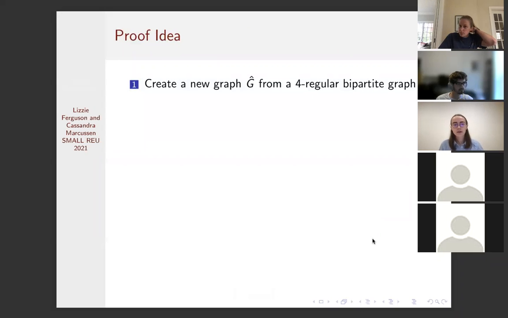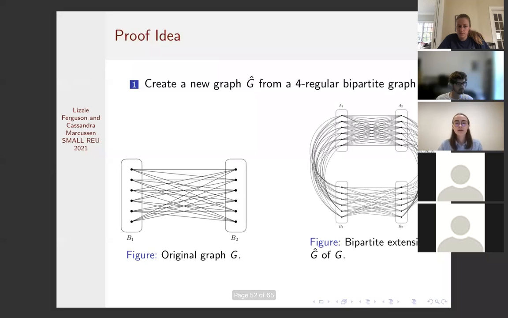So I'll go over the main steps of the proof. It's a reduction proof from the alpha 2 problem that we saw earlier. The first thing we're going to do is create a graph G hat, which we call the bipartite extension, from a 4-regular bipartite graph G. On the left here is the original graph G that we would have, 4-regular bipartite.